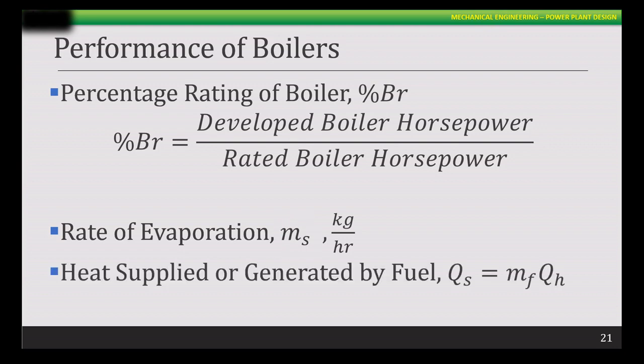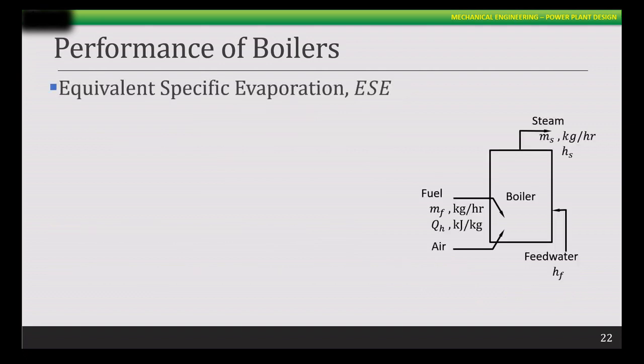Then the heat supplied or generated by the fuel, so QS, we will discuss the fuel later. So Q sub S is actually the mass of the fuel times the calorific value or heating value of the fuel. Okay, and then we have the equivalent specific evaporation. So just divide the mass of steam by the mass of the fuel, and we multiply that by the factor of evaporation.